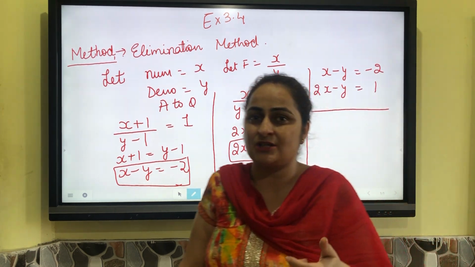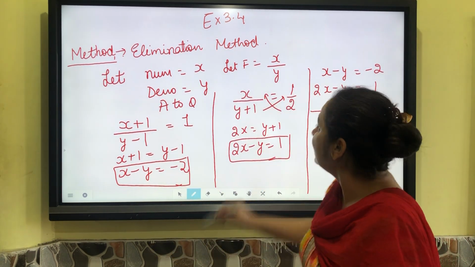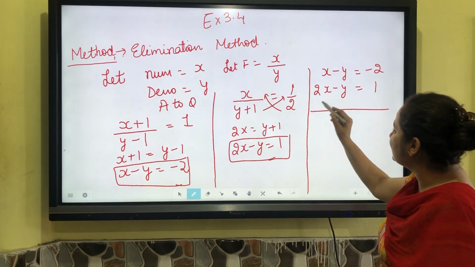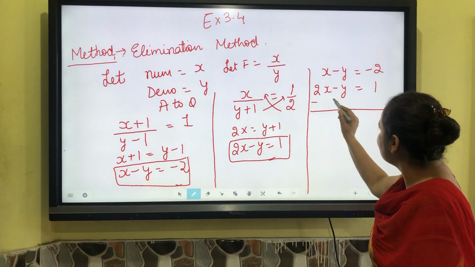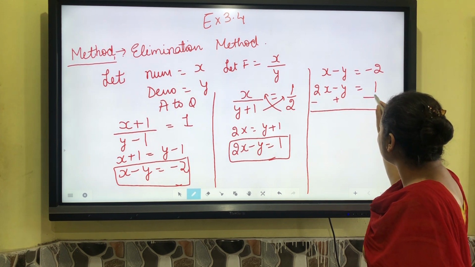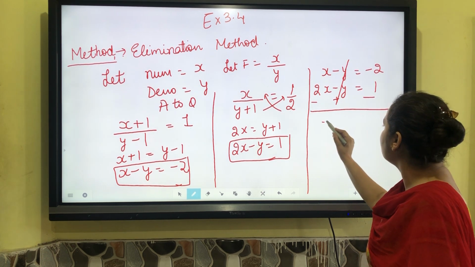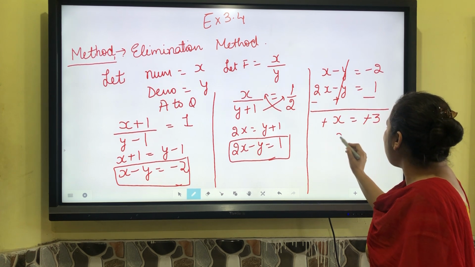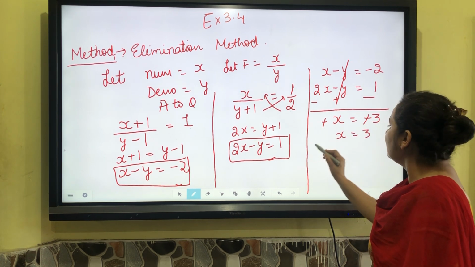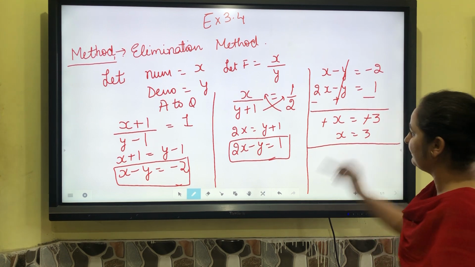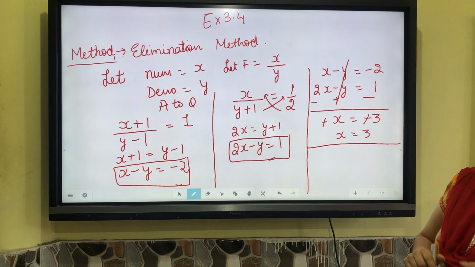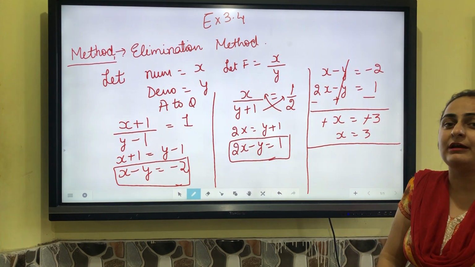Then what is the next step? The next step is subtracting the equations. For subtracting, change the signs. This is minus, here is plus, here is again minus, and y cancels out. Minus x is equal to minus 3, which means x is equal to 3. This is the first variable. Now the next variable is y, and I want to calculate the value of y.